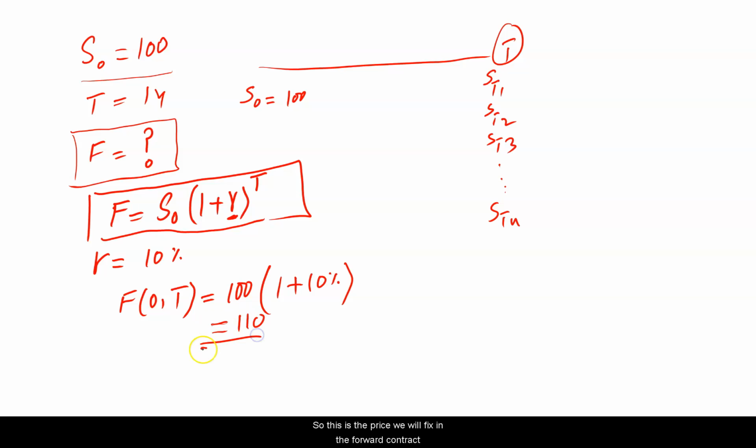So this is the price we will fix in the forward contract, and we will have an arrangement where we say that we are committed to buying one share of the underlying 1 year from now for a price of $110.